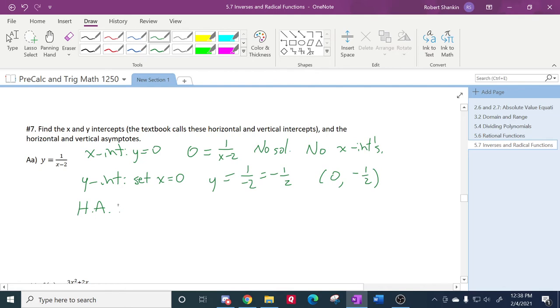And horizontal asymptote. As x gets super large, what happens to y? Well, the denominator is higher degree than the numerator. It's going to get closer and closer to y equals 0.